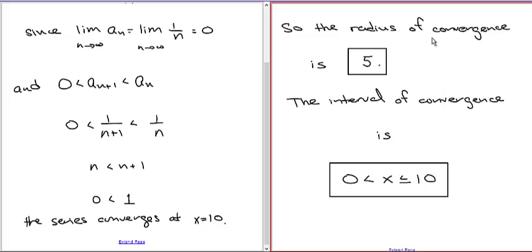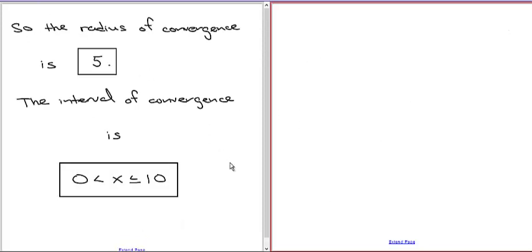So the final summary is the radius of convergence is 5. The series is centered at x equals 5. The interval of convergence is from 0 to 10, including 10, but not including 0. That's it.